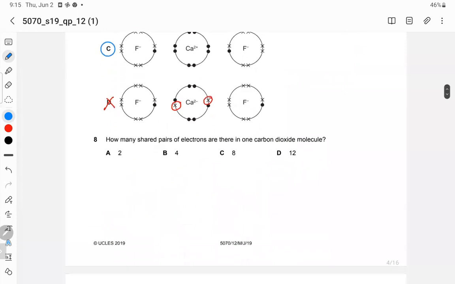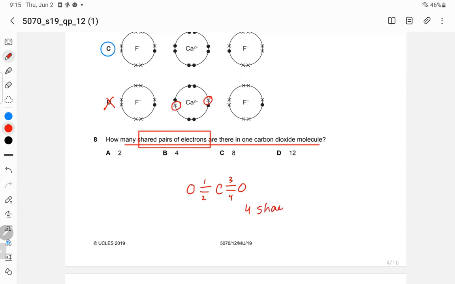Shared pairs of electrons. So if we talk about carbon dioxide, in carbon dioxide there are 2 double bonds, right? And 2 double bonds means 1, 2, 3, 4. So there are 4 shared pairs of electrons. So it makes B our correct answer. Is it clear? Yes, sir.